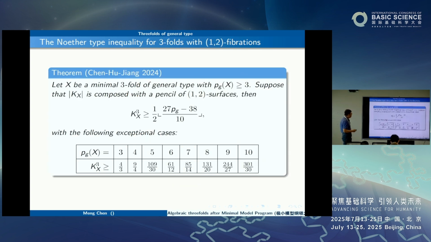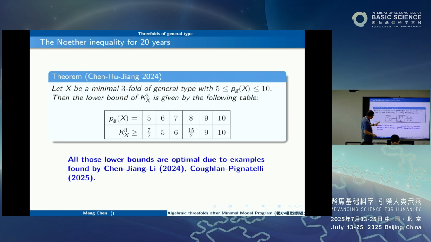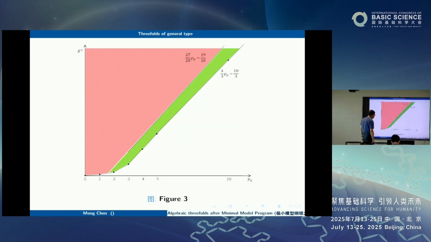So actually, our method can work more. I want to look at this picture. Now we have such a picture. Every threefold of general type is distributed in the colored area, and so now we know that this line is completely proved.